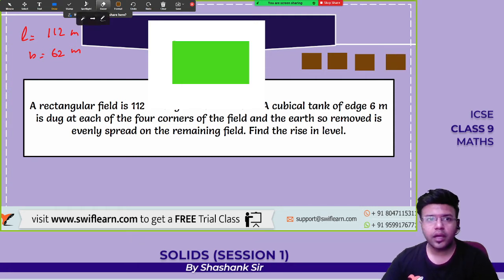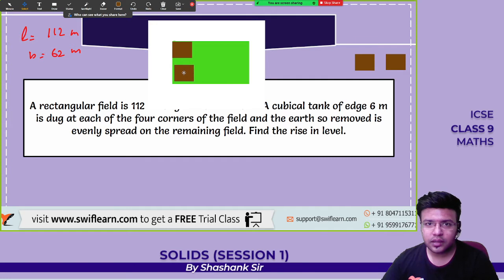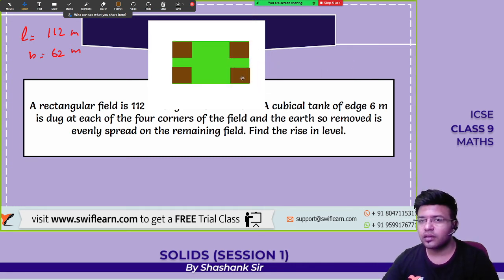So all of them are the same. They are dug in the four corners of the field. And whatever mud is coming is evenly distributed on the field. Find the rise in level. How to do this?